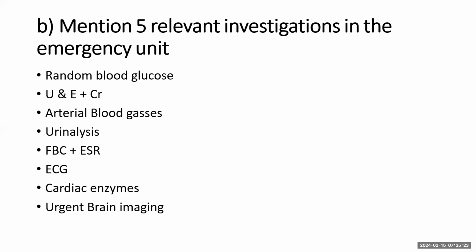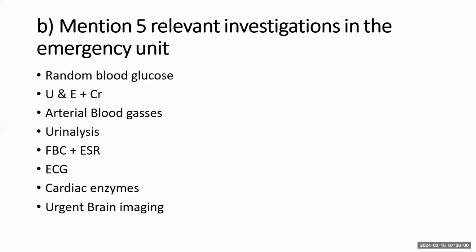So, mention 5 relevant investigations in the emergency unit that could be done for him. One, I would want to do a random blood sugar, considering the fact that part of my differential is a hyperglycemic emergency. It's going to help me confirm whether there is an elevated blood sugar, or even a hypoglycemia, which can also give me altered sensorium. Secondly, I want to do a urea and electrolytes with creatinine. It's going to tell me whether there is electrolyte derangement or renal impairment in the patient.